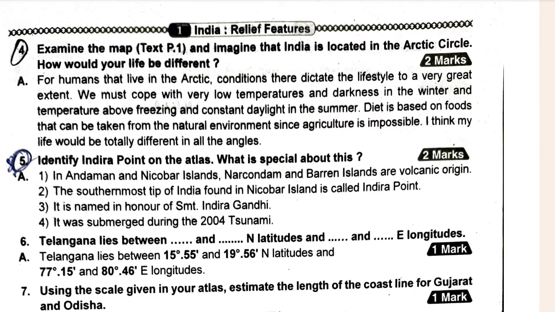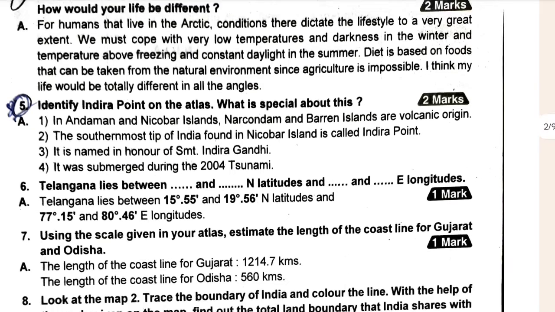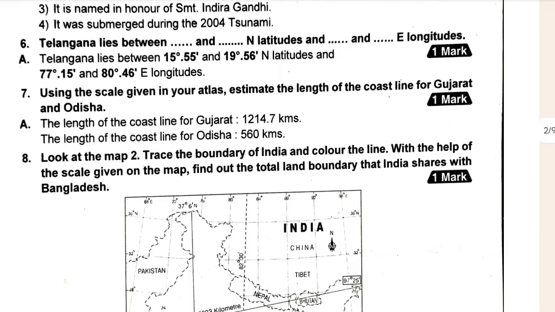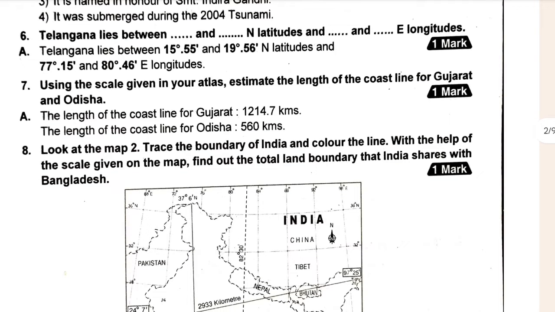When you come to the fourth one, explain the map, then print India's image, and India is located in the Arctic circle, and how would your life be different. And fifth one, identify the Indira Point on the atlas. What is special about this place? Okay now. And this is the one: Telangana lies between dash and dash north latitude and dash and dash east longitude. That's our Telangana, between 75 degrees and 85 degrees east. Right? So using the scale given in your atlas, estimate the length and the coast of Gujarat and Odisha.